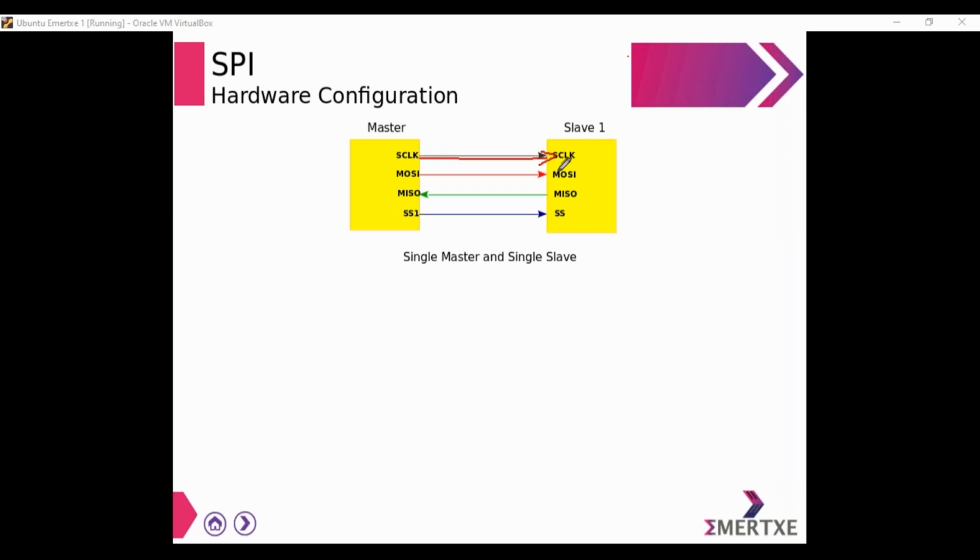So it's the master who is always capable of generating the clock pulse. If the device is not generating the clock pulse, you cannot call it a master. You address the device as master only if it is going to generate the clock pulse.